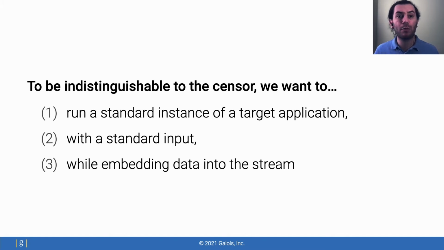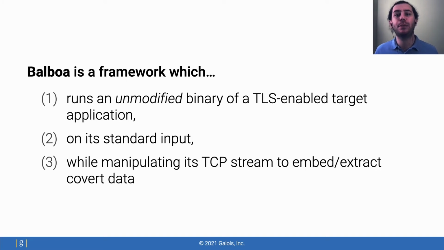So in summary, we want to: 1, run a standard instance of the target application so that we don't fall into the pitfalls of Mimicry; 2, use the standard input to the application so that we don't fall into the pitfalls of tunneling; but 3, we also need somewhere to put the covert data in the network stream. Balboa is a censorship circumvention framework which achieves these three goals.